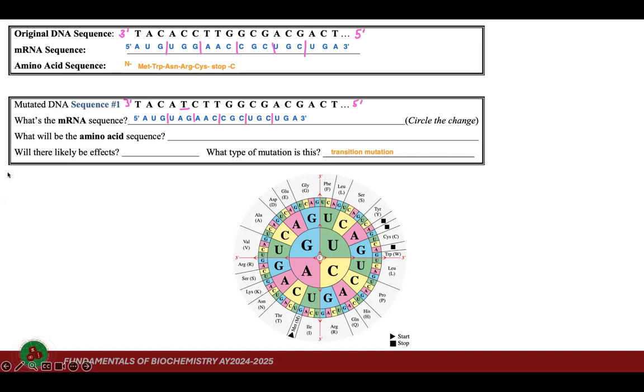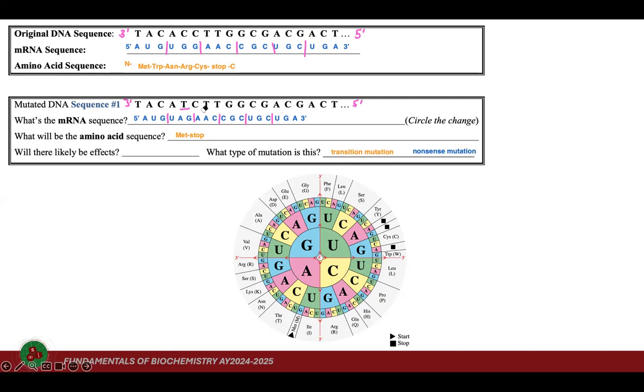So what is the amino acid sequence? From the N terminal, again, we start with methionine, followed by UAG. UAG is a stop codon. So what is the effect of this transition mutation? The effect is a premature stop, so we have a shortened gene product. If we have a shortened gene product, then what type of mutation would that be? That is what we call a nonsense mutation. So this is a nonsense mutation if we are talking about the phenotype.